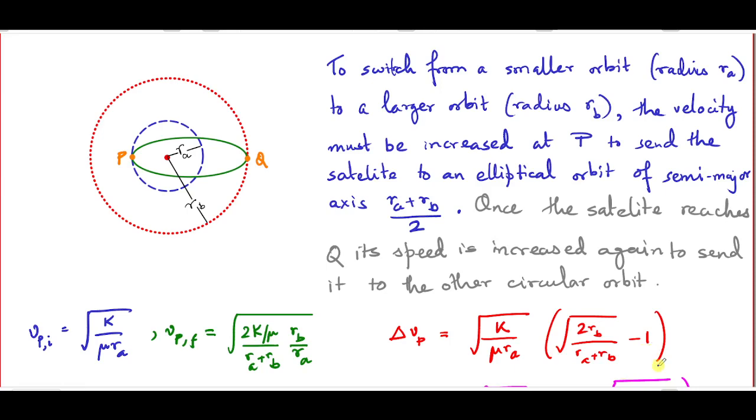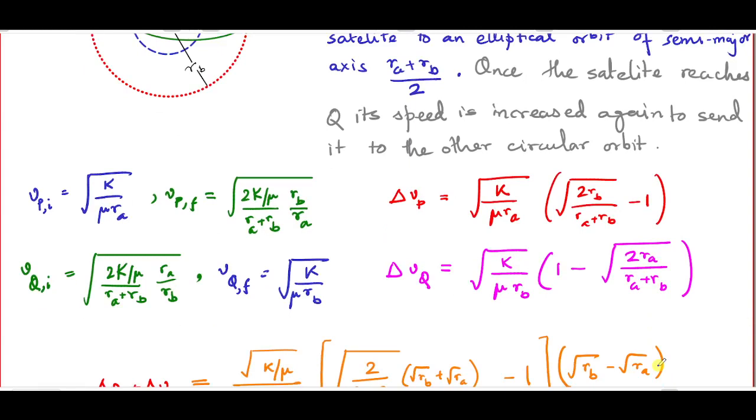Now a very similar thing happens again at the point Q, where the initial velocity at the point Q, the velocity before the rocket is turned on, is actually the apogee velocity of the transfer orbit, root over 2k/(mu (Ra plus Rb)) multiplied by a factor of Ra/Rb. The velocity after the impulse has to be the velocity in the red circular orbit, and that's given by root over k/(mu Rb). So this is what delta Vq works out to be.